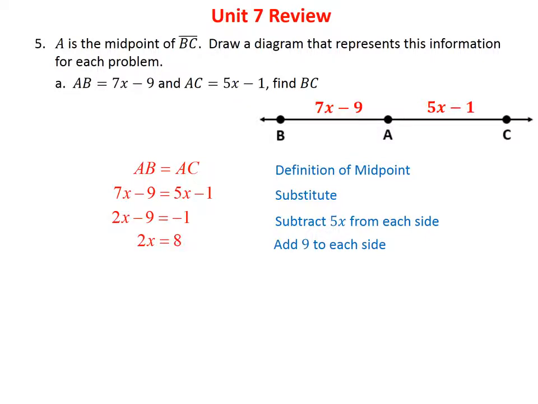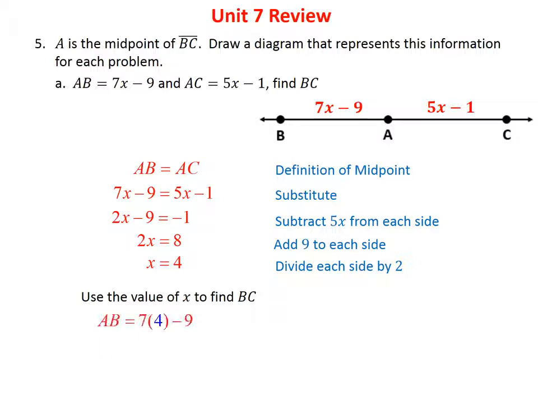And now we simply have to undo the 2 times x by dividing by 2. And we get x equals 4. Now they want us to find BC. So what we're going to do is BC is the whole length. So let's find AB. AB is 7 times 4, 28 minus 9, or 19.